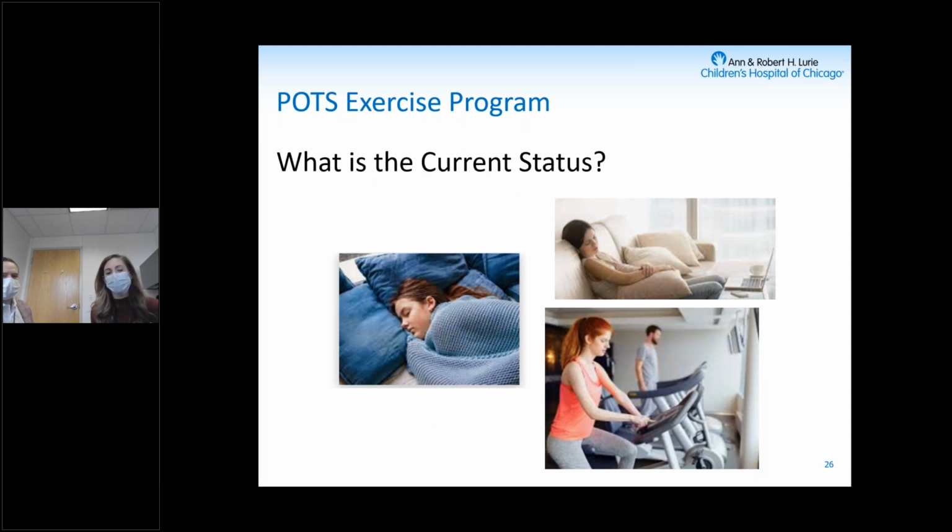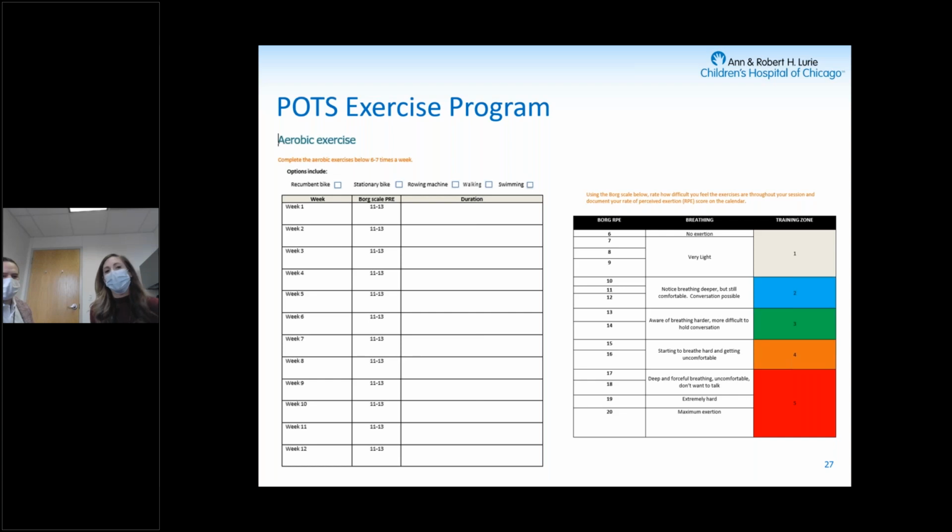And we really look at what's their current status. When we see some kids, they're completely bedbound, they're in a wheelchair. We see other kids who are up and moving around, and we see some kids who are active and would like to increase their activity and get back to sports. So when we start our prescription, we really look at what level they're at. We focus on either getting them upright, so walking, swimming. We use a recumbent bike or a stationary bike in kids who are unable to get upright. And we really focus on a consistent amount of activity every day.